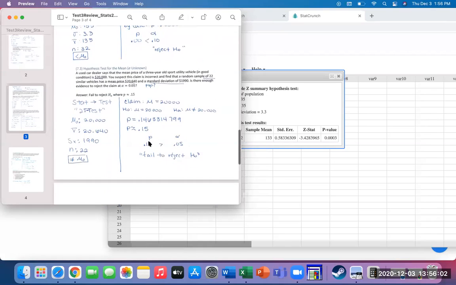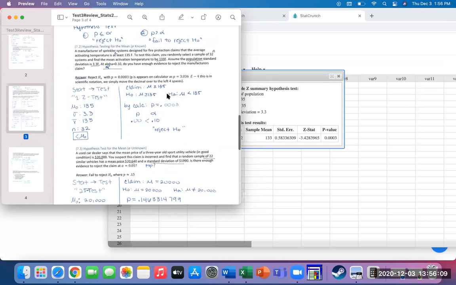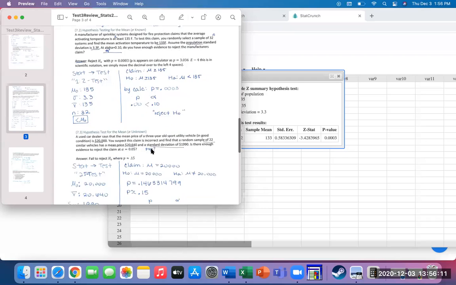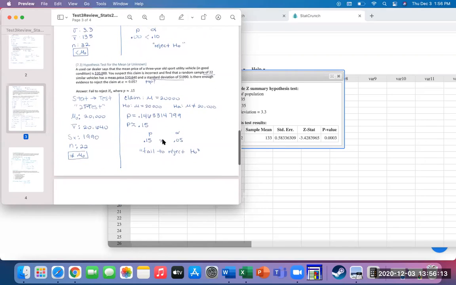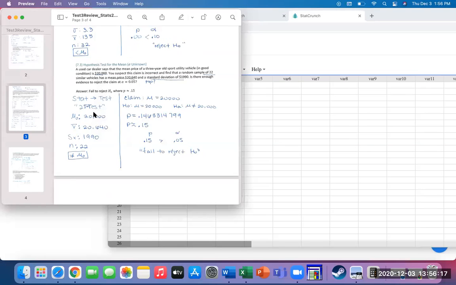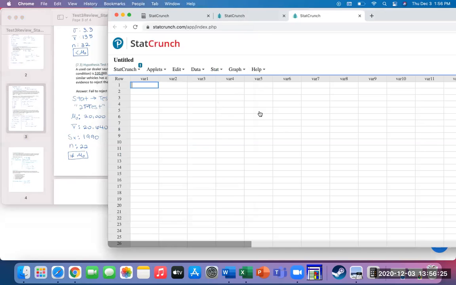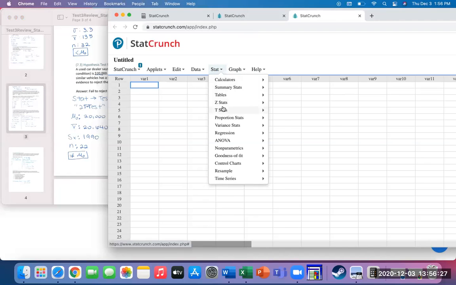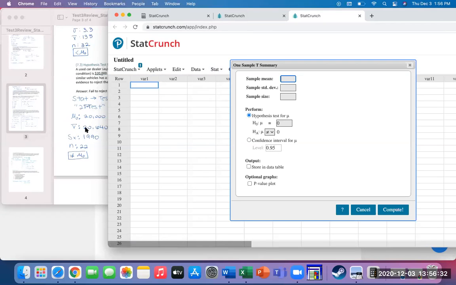Now our next example is, what if our population standard deviation is unknown? The main difference is that you don't have that word population. So from here, we have a different type of command we need to work with. When our population standard deviation, our sigma, is unknown, we're going to use T Stats. So we go to T Stats, one sample with summary, and we fill out all of our information.